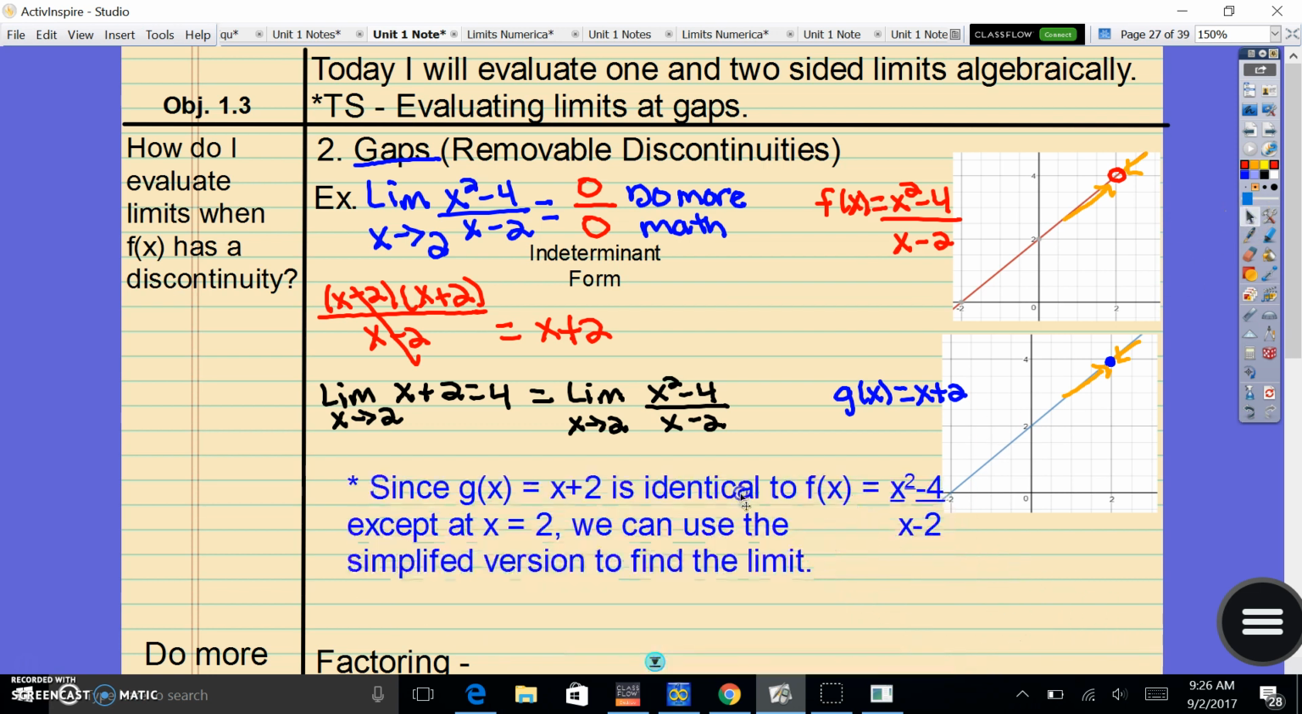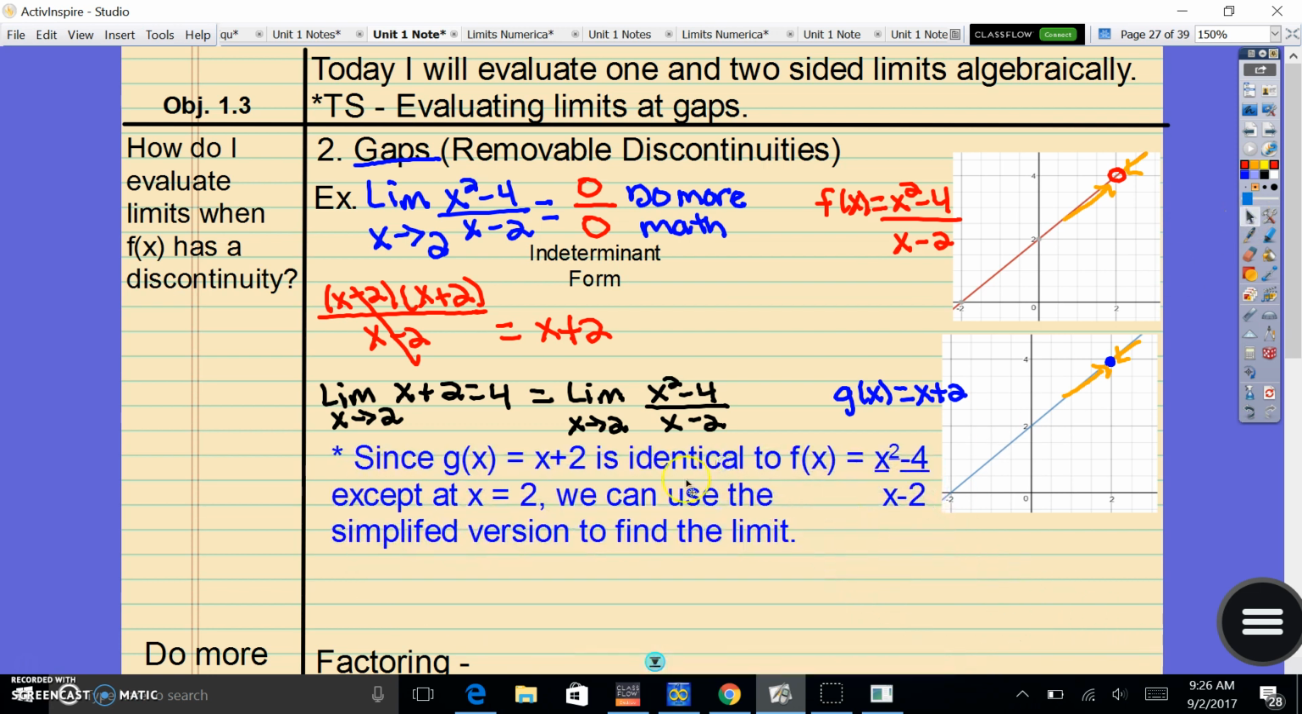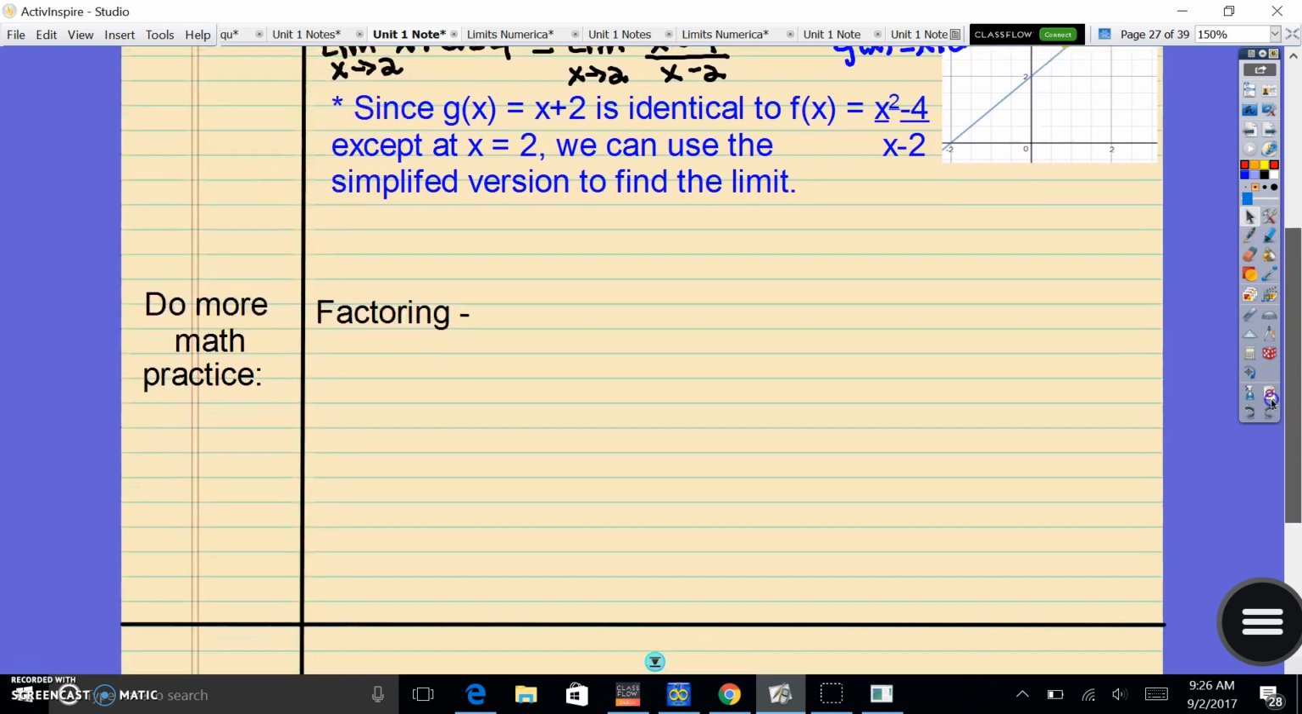So to summarize what we've done: since g of x is identical to the rational function x squared minus 4 over x minus 2, except at x equals 2 of course, we can use the simplified version to find the limit. Okay? So let's do a couple more examples to make sure we got this.